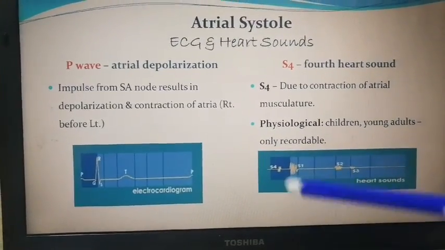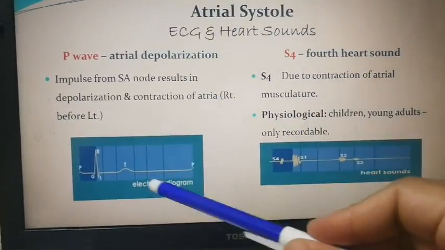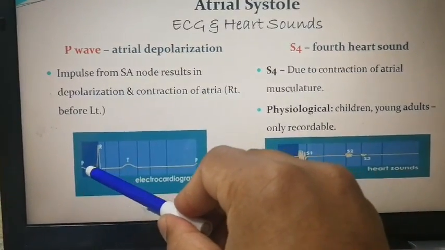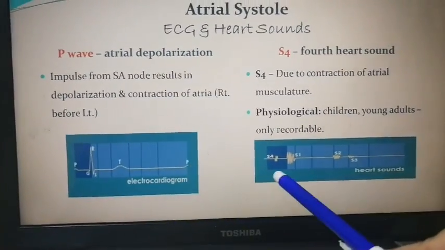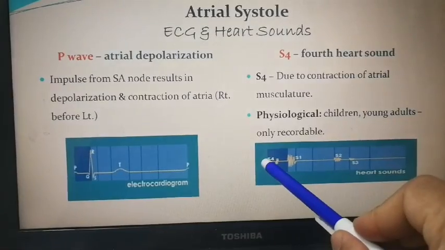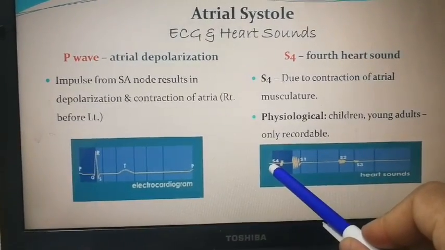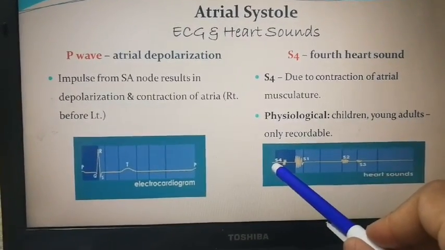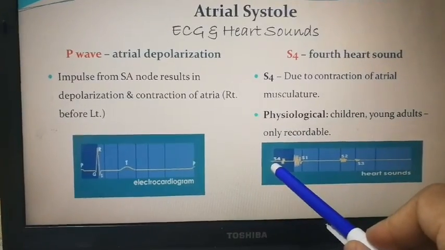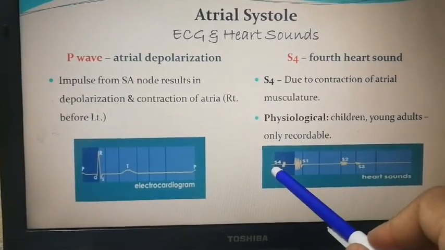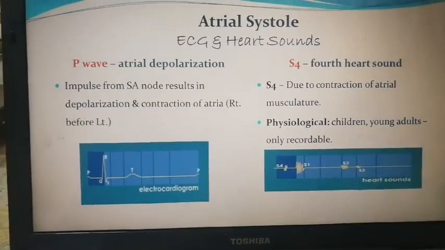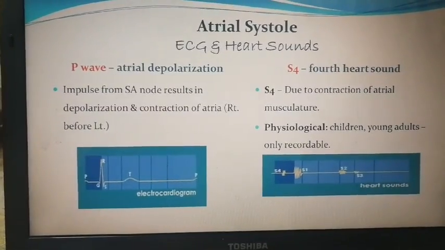And you can see also here, this is the P wave, and this is the S4 heart sound. So at the same location, both the P wave and S4 heart sound are present, and they can be heard at the stage of atrial systole.